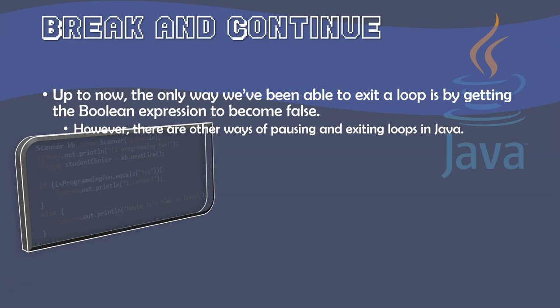up to this point, which is that if we want to exit a loop, we've had to get a Boolean expression to become false. For example, we had, let's say, num is less than 5. We had to find a value for num that would make that false. However, there are other ways that can either pause a loop or exit it completely.